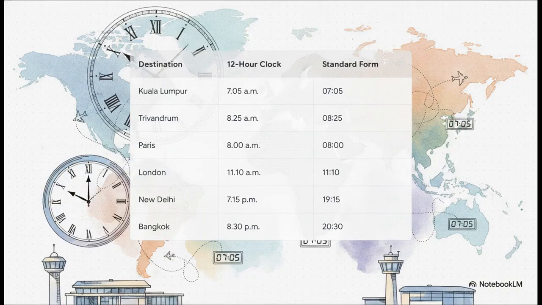And this is exactly why knowing this stuff matters on a global scale. Check out this flight schedule from an international airport. If you're flying to New Delhi, your ticket might say 7:15 p.m. But aviation and international systems, they almost always use the standard 24-hour clock to completely eliminate any of that AM-PM confusion. In standard form, 7:15 p.m. just becomes 19:15. You literally just add 12 hours to any PM time. Seamlessly converting between the 12-hour clock we use in conversation and the 24-hour clock the world runs on is just a massive game changer for navigating modern life.